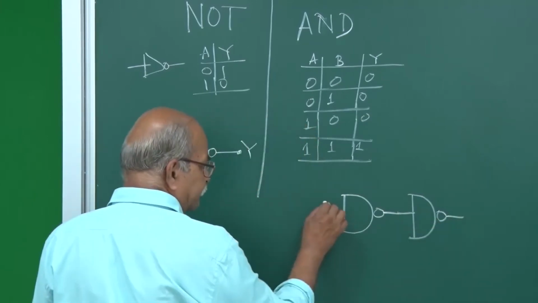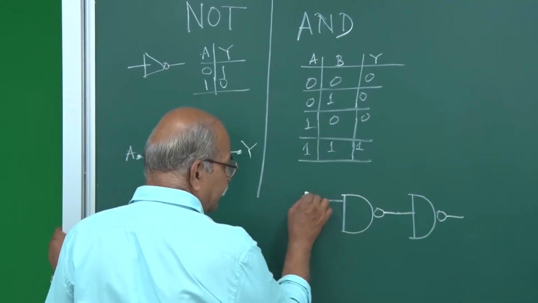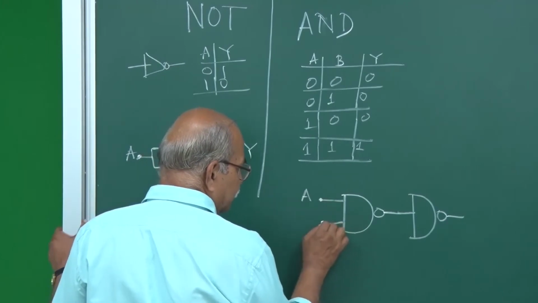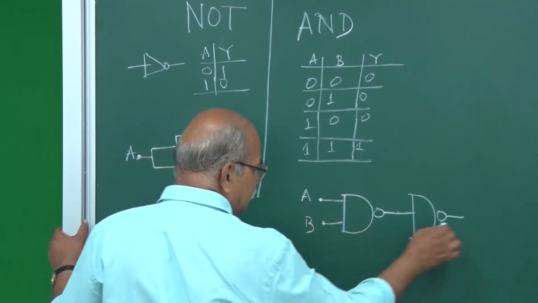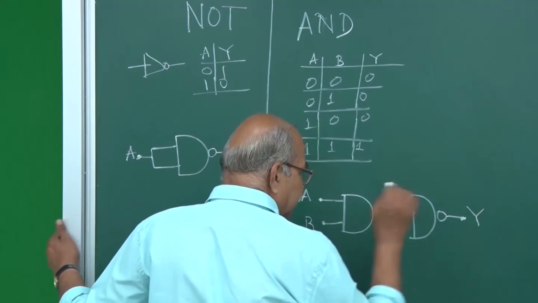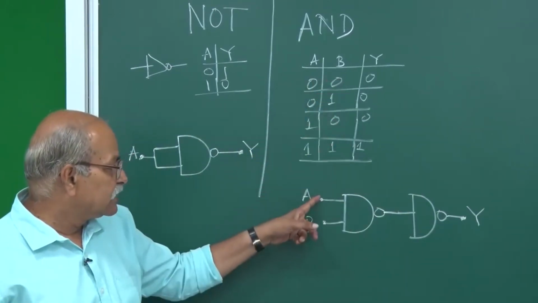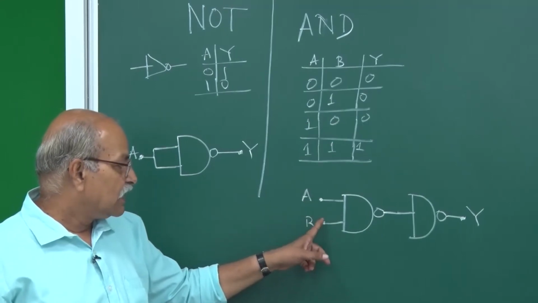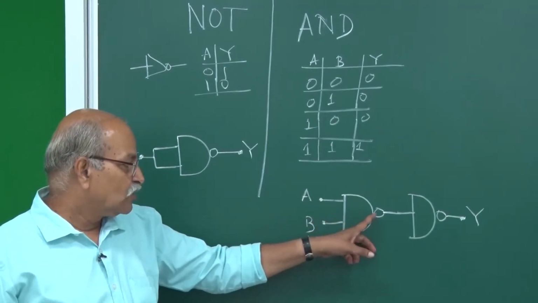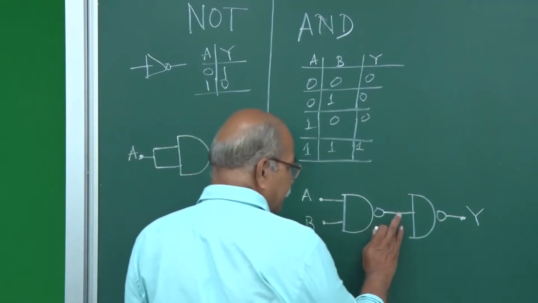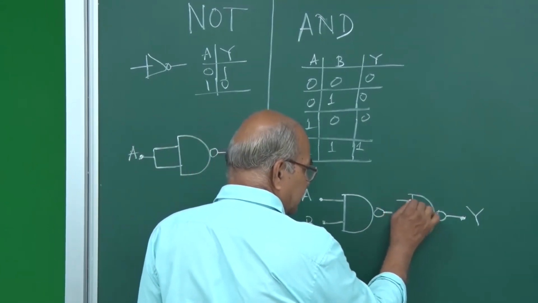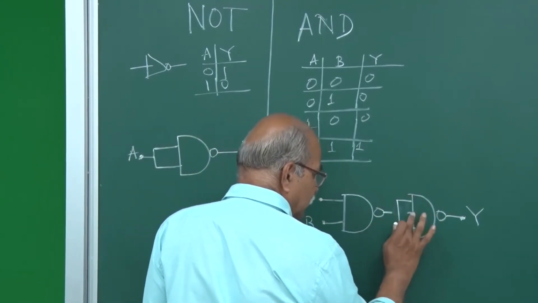Let us try this way. This is A, and this is B, and this is Y. Let us try what happens with this circuit. 0 0, this is 0, this is 0, and will give me 0. NOT of this will give me 1. Wait. This is like this.